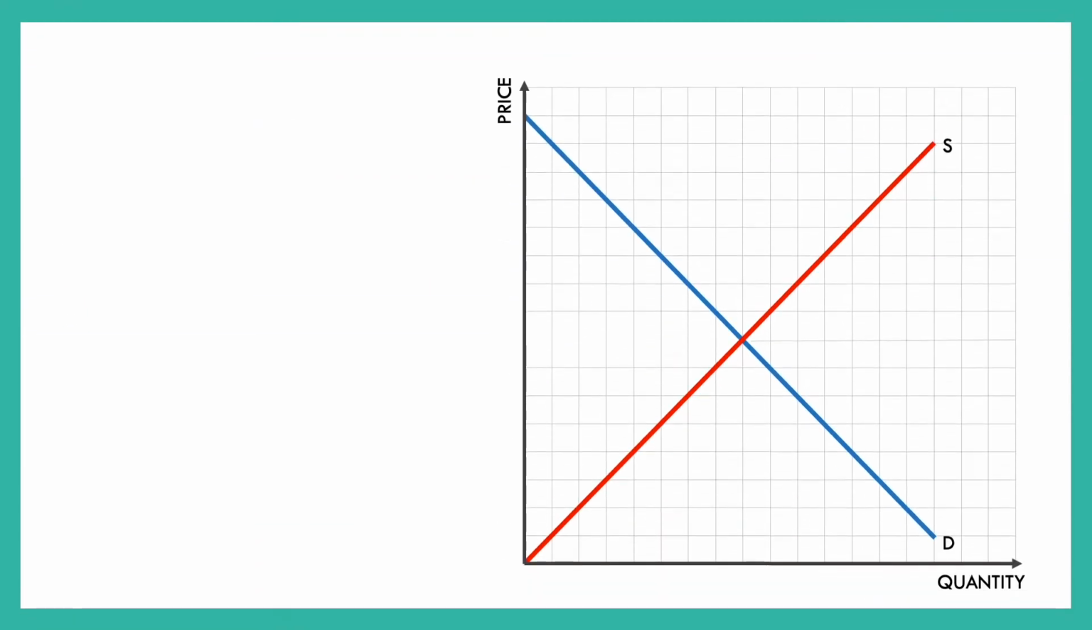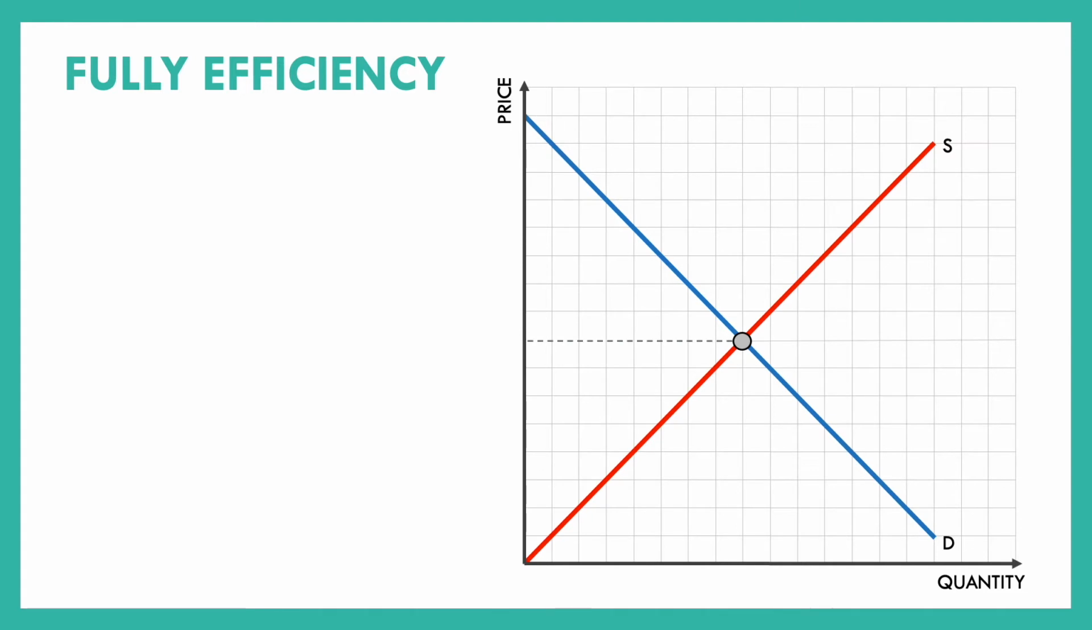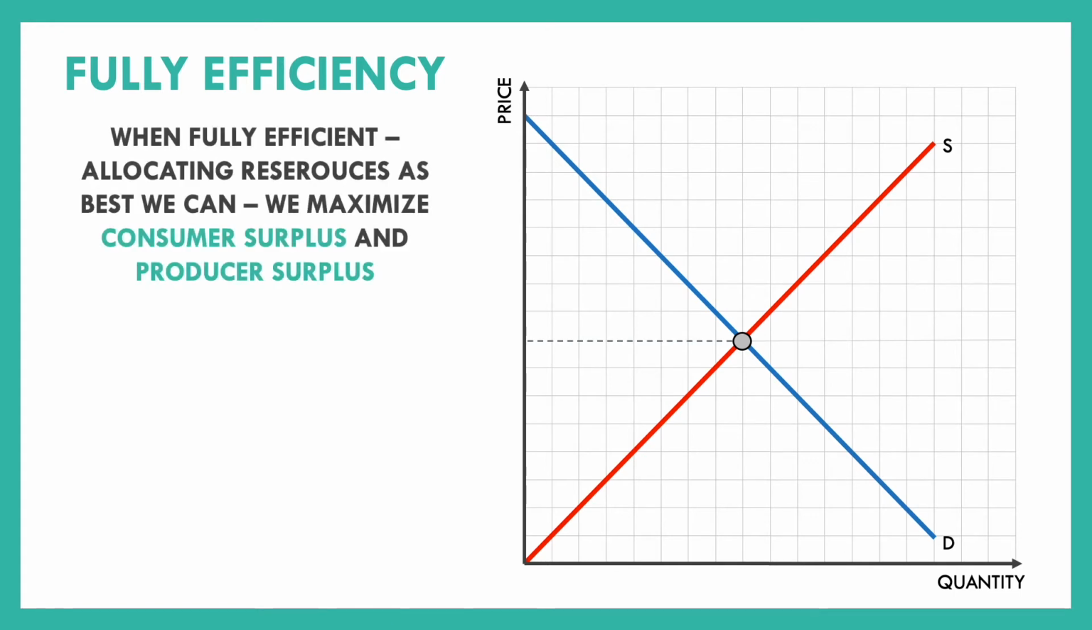So, whenever we think about supply and demand and we think about being fully efficient, we should think about this point right here, equilibrium. Because we said equilibrium is the market telling us what is the most efficient point, right? We've talked about this before that markets allocate resources in the best way possible, in the way that best satisfies the wants and needs of consumers. So, whenever we're being fully efficient, we're allocating our resources as best as we can, and we're maximizing something that we call consumer surplus and producer surplus.